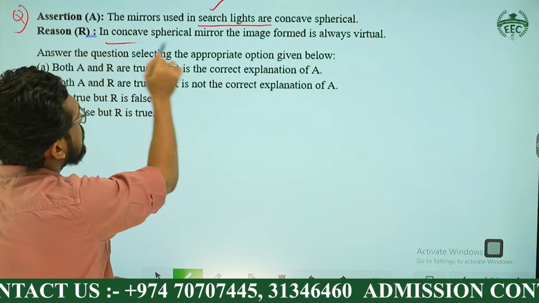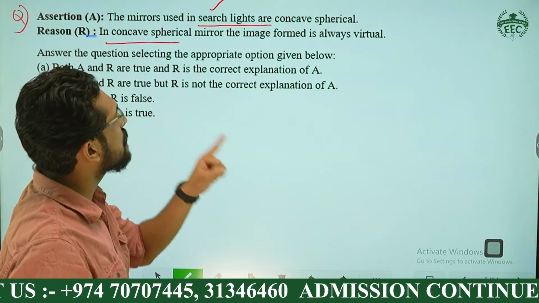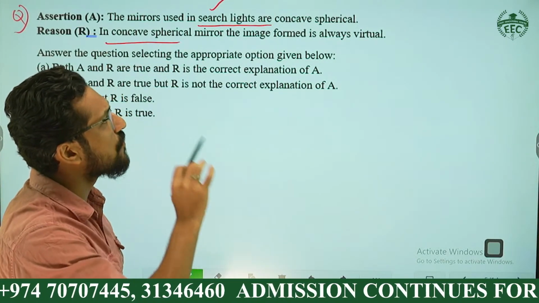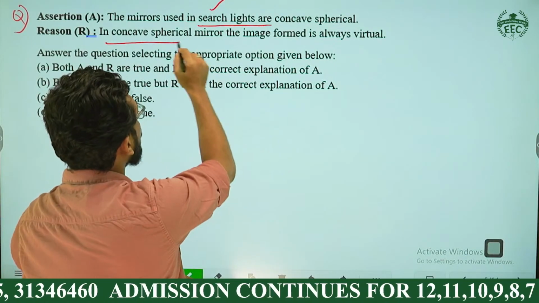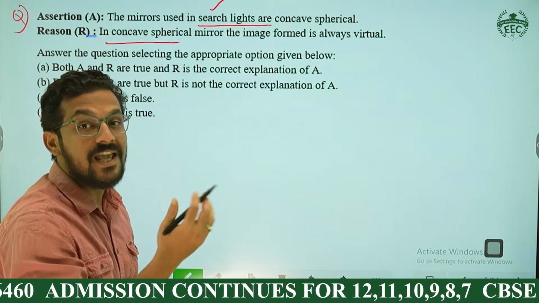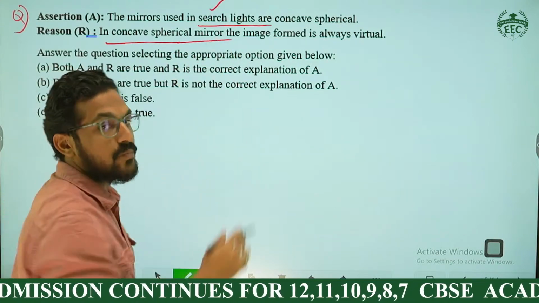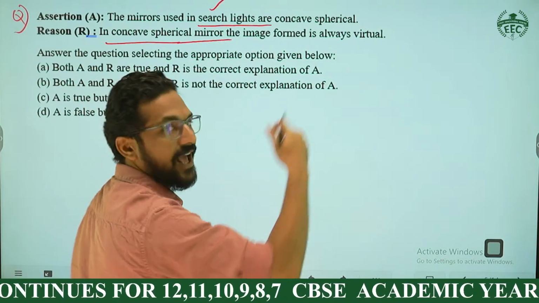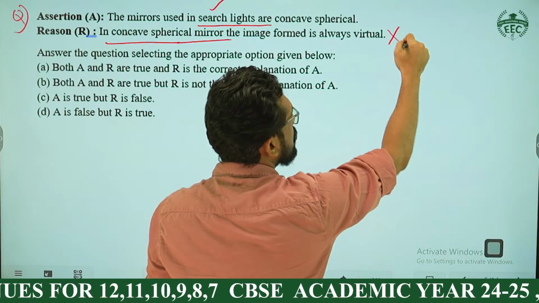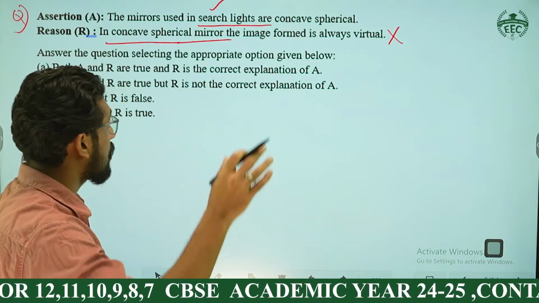And what is the reason? In a concave spherical mirror, the image formed is always virtual. Is it true? No. We are talking about the concave mirror. A concave mirror can produce a real image as well as a virtual image. So this cannot be true. What may be the correct option then?